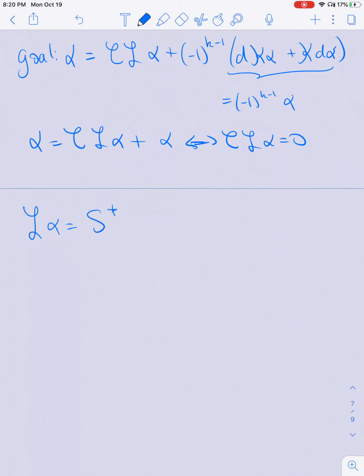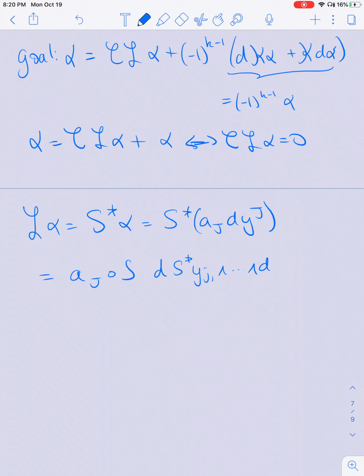In fact, L alpha is S pullback of alpha. And we're thinking of alpha as just being a single term, a_j dy_j. So this will be a_j composed with S times, as the coefficient in front of, dS pullback y_{j1} wedge all the way out to dS pullback y_{jk}. Okay, but j_k is equal to n plus 1, and S is the stretching map. So S pullback of y_{jk} is just equal to the 0 function. So the pullback of the function y_{jk} on R^{n+1} is the 0 function, because when we do the stretching map, right, we're just including R^n into R^{n+1} as the first n coordinates.